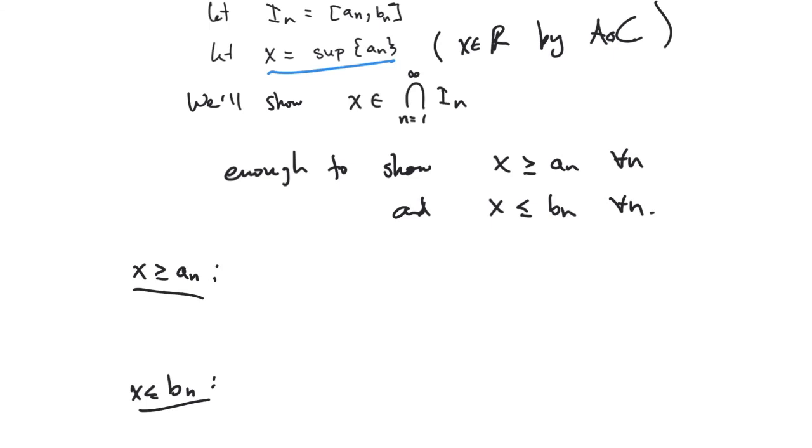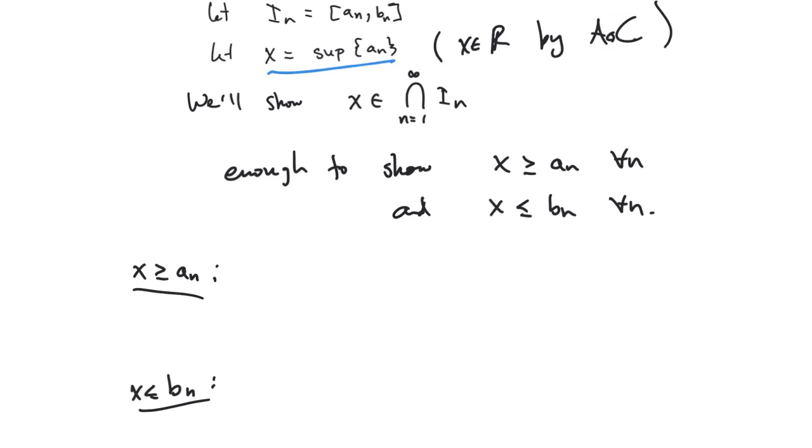Thoughts? Yep. X. Yep. So if it's the sup, then it's the greatest of the an's. Oh, this is an upper bound. Yeah. So it is larger than that. Yeah. So then it has to be.